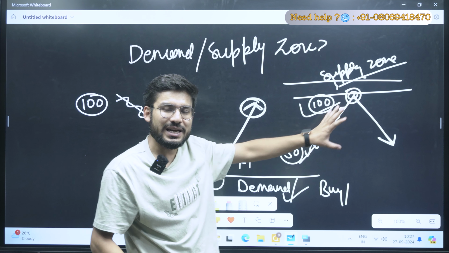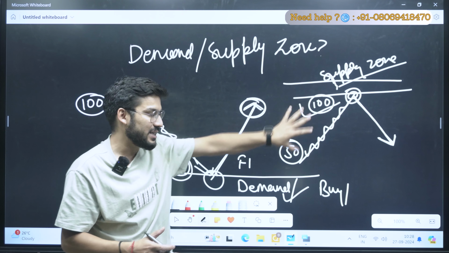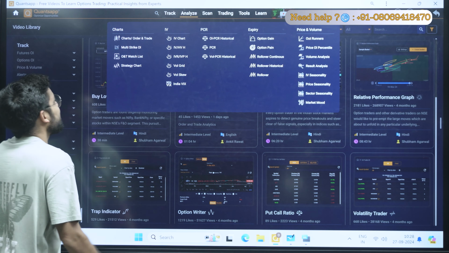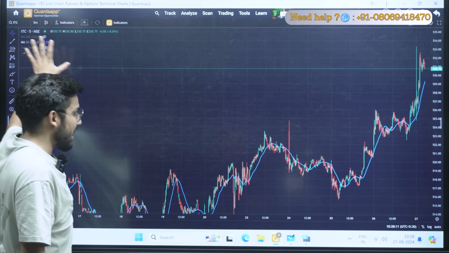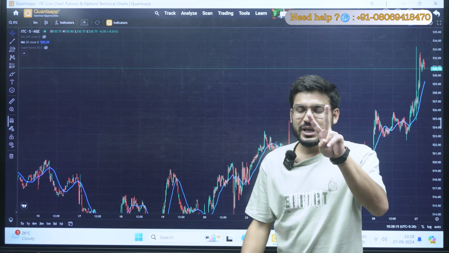Right, now let's see in the chart how you can trade with this psychology, how you can trade with this price action, right? So right now I'm opening the Concept application here. In the analyze section we have charts, order and trade. Okay, and right now I have opened the ITC stock. You can see here ITC. Okay, now there can be two scenarios.